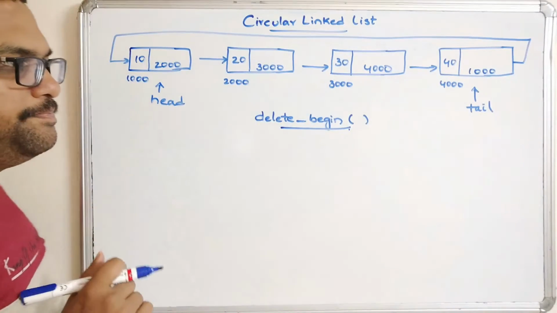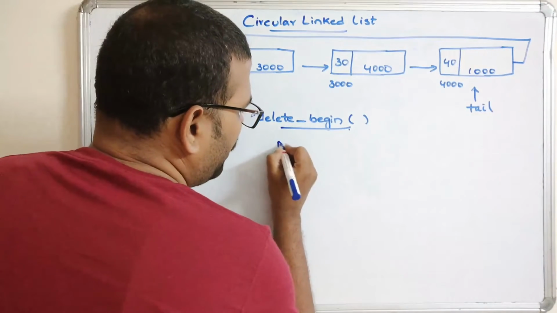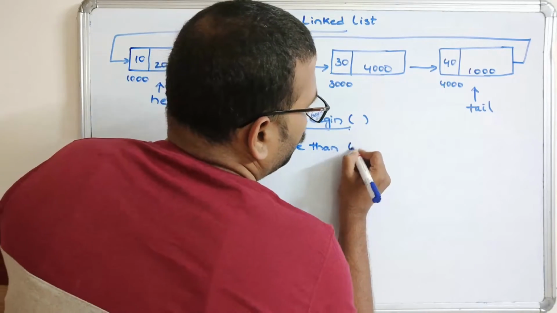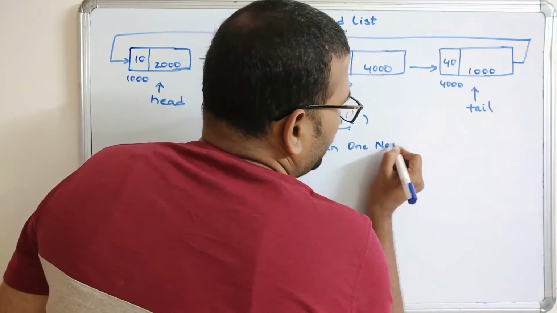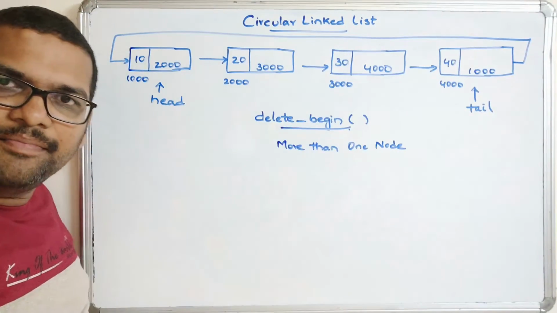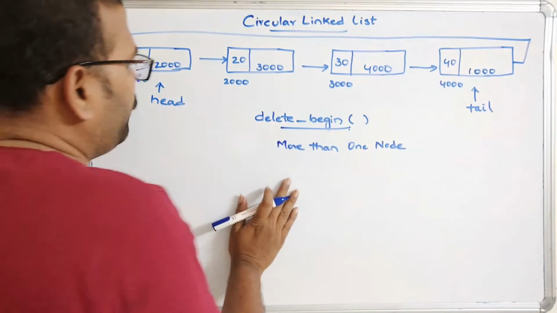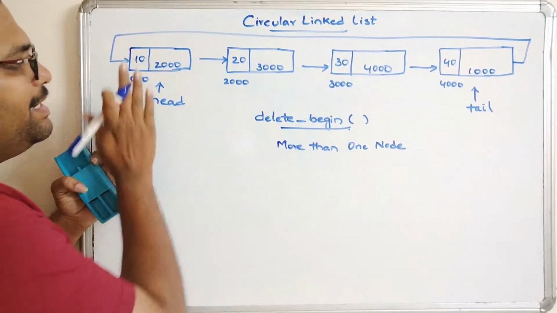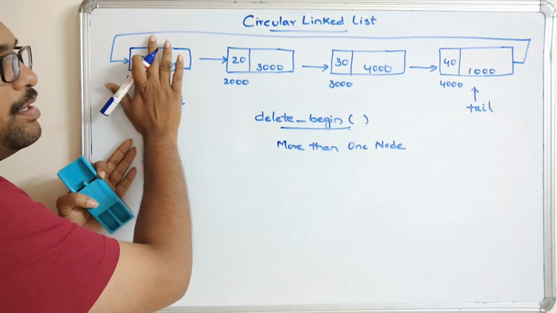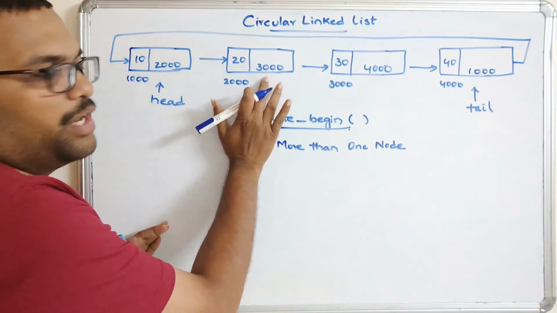Consider this example. So this is the third case, that means having more than one node. So it can be 2 nodes, 3 nodes, 4 nodes, 5 nodes, 10, 100, etc. Okay, not equal to 1, more than 1. So simply what we have to do, we need to delete this one. Consider this example, delete this one. So if you delete this one, what will be the head? Head will be this one.